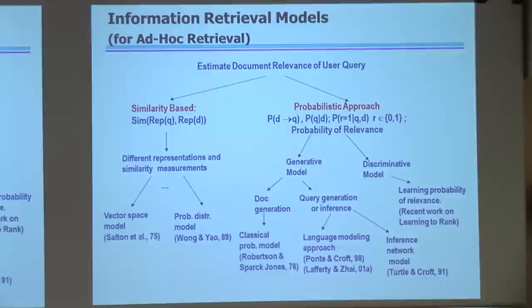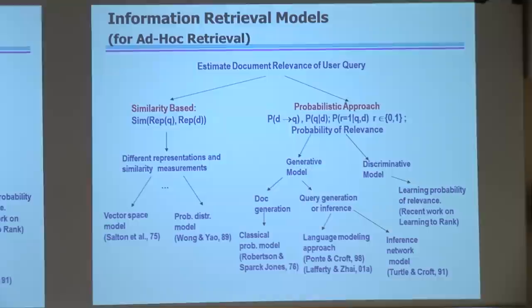So later, the researchers in the IR community went a step further to design more complicated and more effective probabilistic information retrieval approaches. In particular, one approach is based on the generative model, which means we want to calculate, given the available documents, such as a web page, what is the probability that, given the content of this web page, we can generate a user query. This is called a generative model in the information retrieval community.